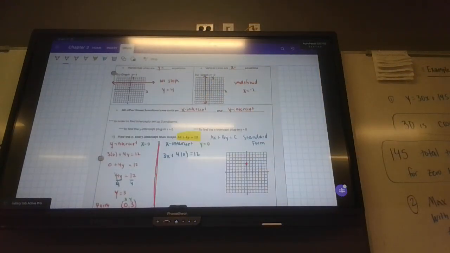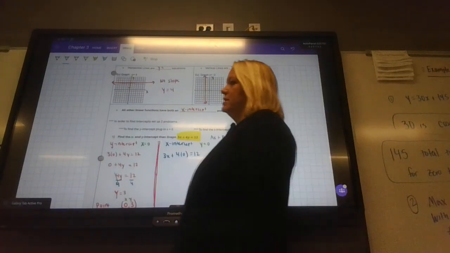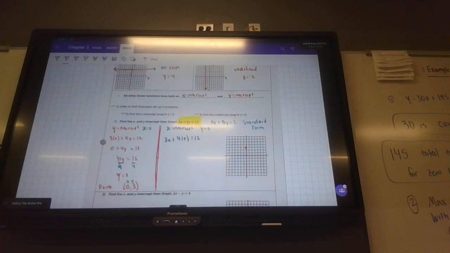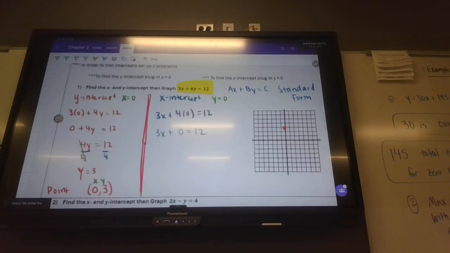So this is graphing lines using zeros, which sometimes works out pretty good. Yeah, 3 and 4. So this would be 3x plus 0 equals 12. We don't need the 0 there. 3x equals 12. X equals 4. So this is another point. X is 4, y is 0.